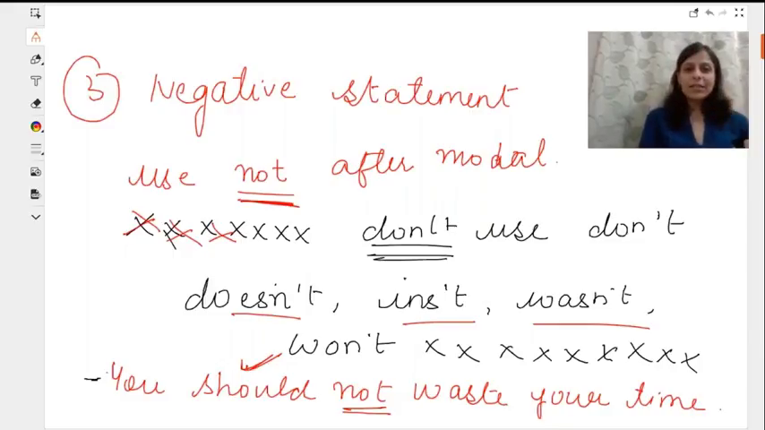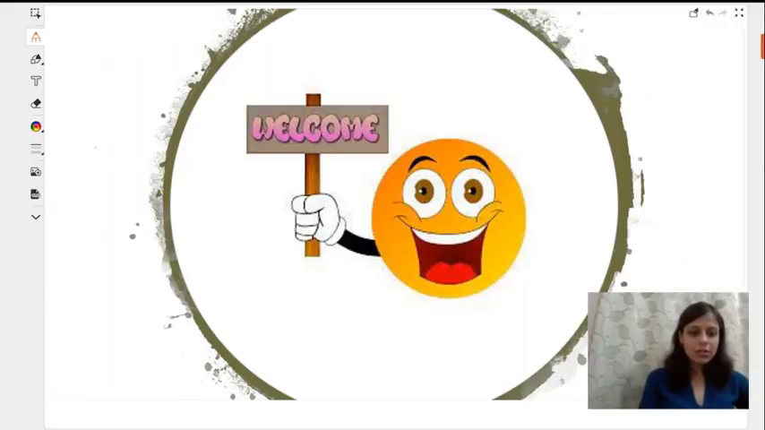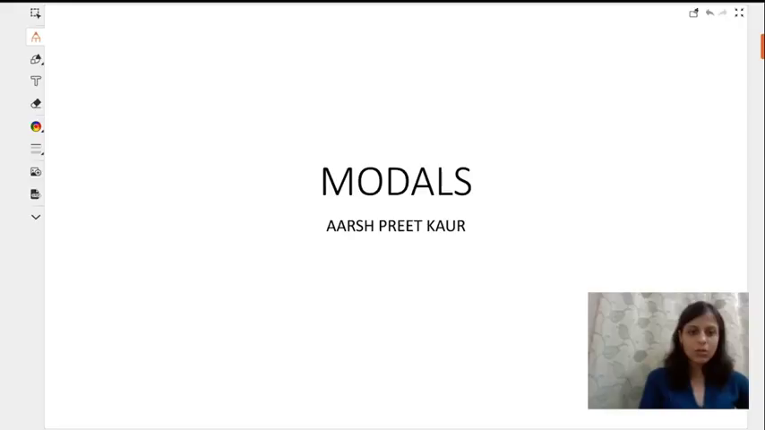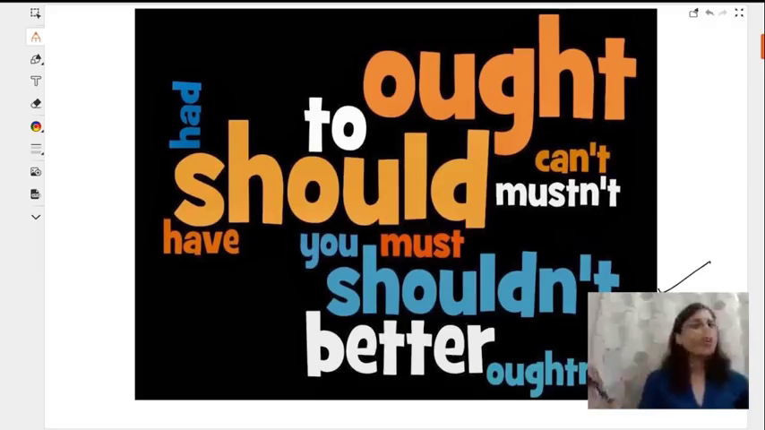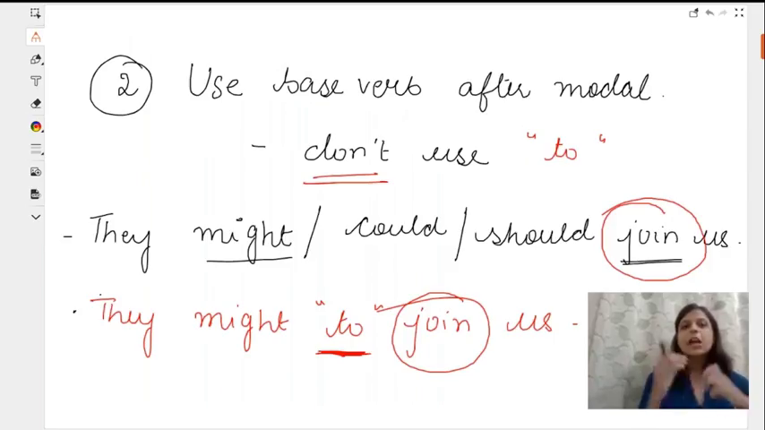The very basic. And the second thumb rule, I'll just put the first thumb rule right in front of you. And this is the first thumb rule that we talked about. It's use it as it is, right? Do not try to change its tense. Then I moved on to the second thumb rule, and that says use a base verb after a modal.